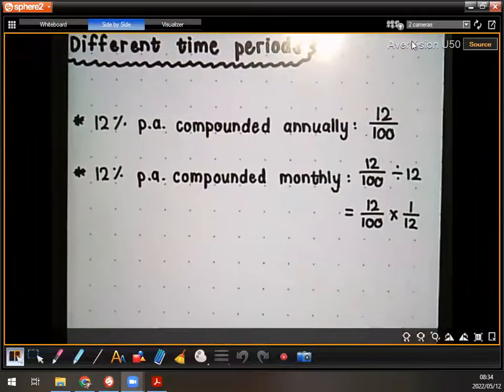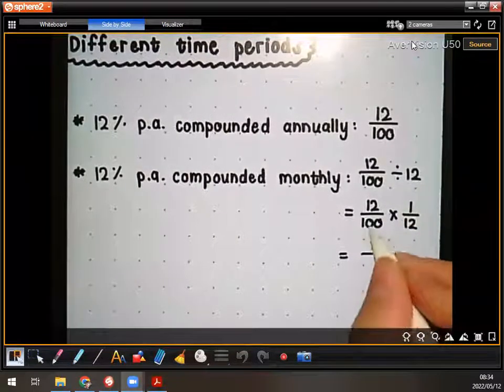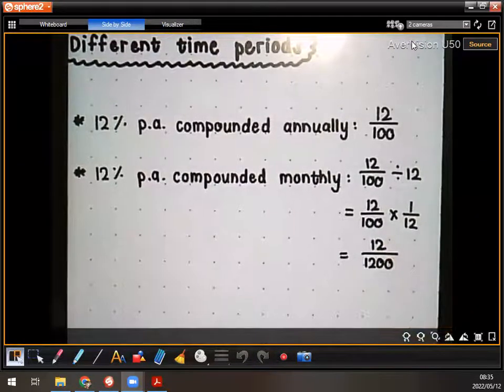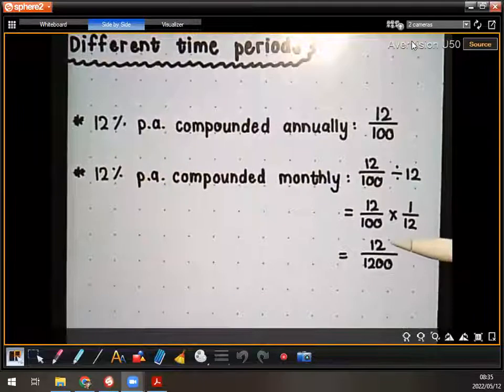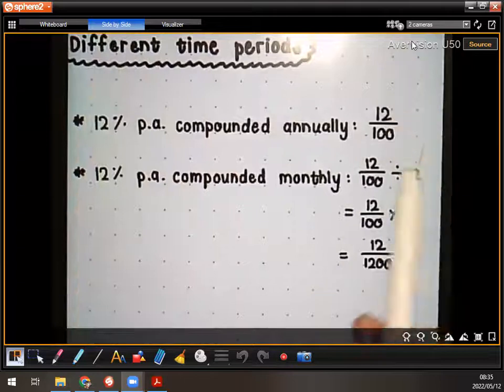So this interest rate can be written as 12 times 1 is 12, and 100 times 12 is 1,200. But you're not going to have to do this calculation every time. Okay, let's see an example. If it says 12% compounded monthly, you're going to put the 12 at the top. And how many months are there in a year? 12. So you're going to put it over 1,200.